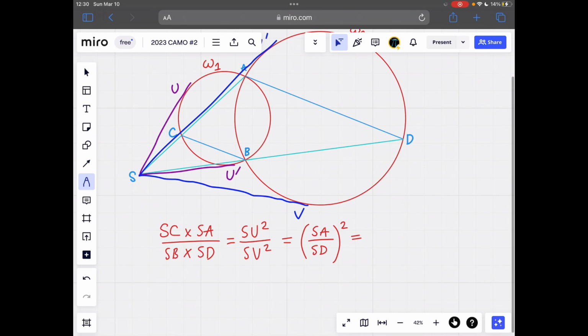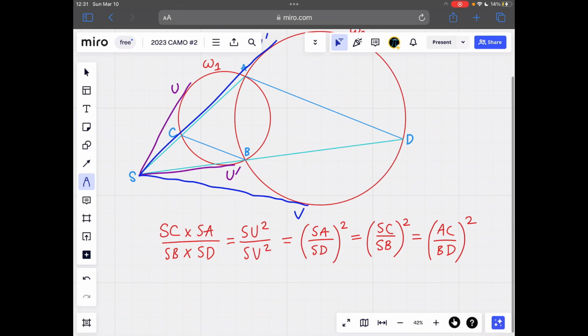But in addition to that, SA over SD is equal to SC over SB. It's also equal to SC over SB squared. So SA over SD is equal to SC over SB. And remember that if A over B equals C over D, then that common quantity is also equal to A minus C over B minus D. So this is equal to AC over BD squared. Now that's something interesting.